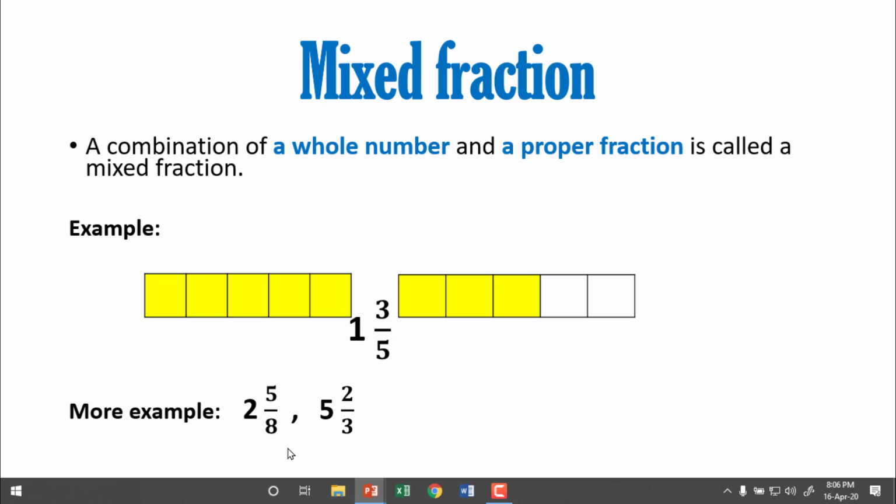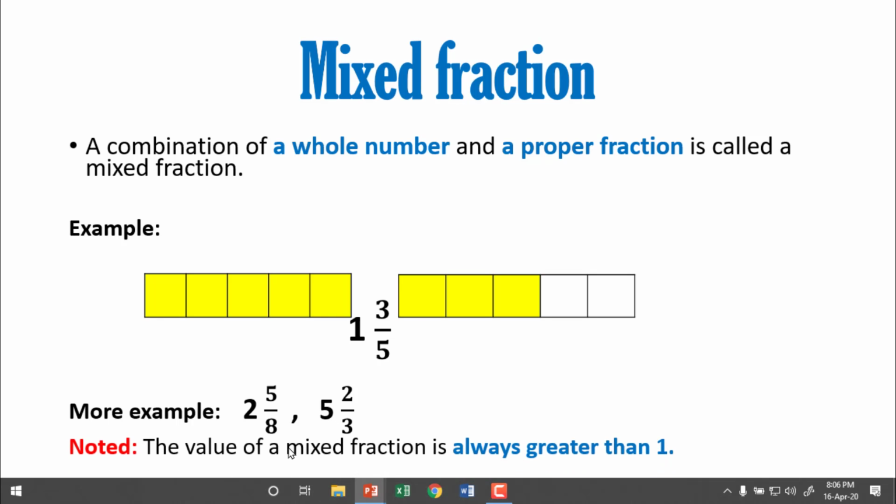Let's see some more examples. 2 whole 5 by 8. Here 2 is a whole number and 5 by 8 is a proper fraction. So this is called a mixed fraction. 5 whole 2 by 3. Here 5 is a whole number and 2 by 3 is a proper fraction. So 5 whole 2 by 3 is also an example of a mixed fraction. Remember that the value of a mixed fraction is always greater than 1.